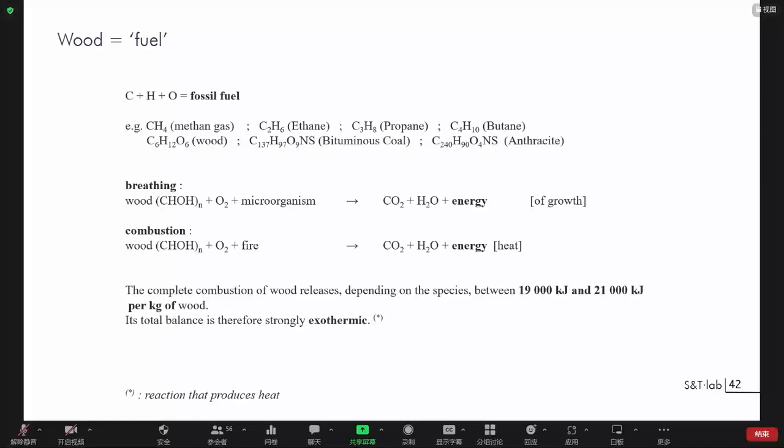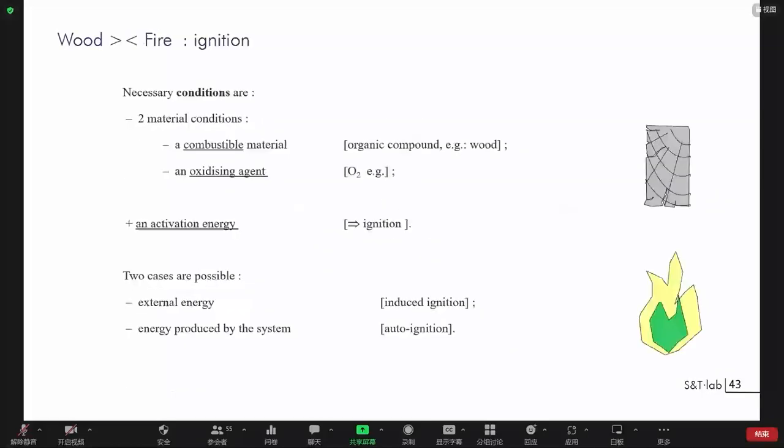First, comparing wood to other fuel materials, you can see that the structure is quite simple, quite similar. You see here wood appearing, and you see here coal, anthracite, and gases without the oxygen yet. And the full burning of timber would produce between 19,000 and 21,000 kilojoules of energy per kilo of wood.